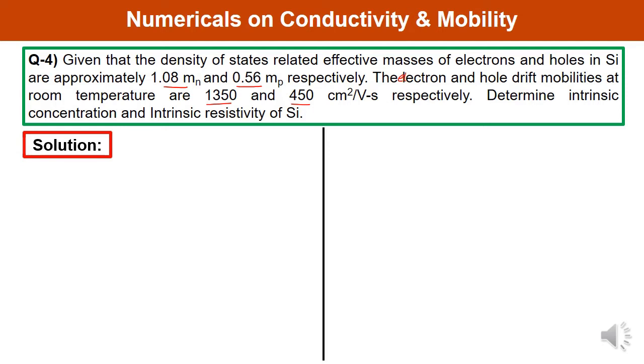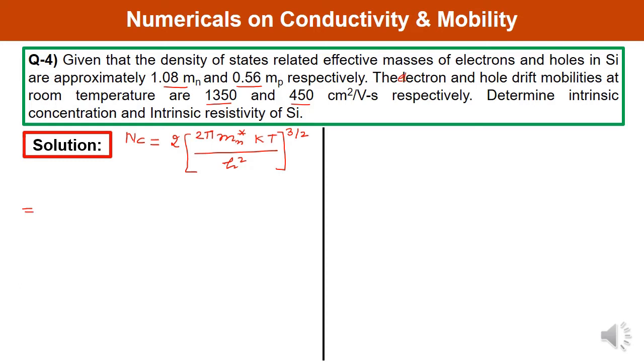You know what Nc is. You can write down this formula: Nc equals 2 times (2 pi m n star kT upon h square) raised to the power 3 by 2. So from here you can calculate the value of Nc. Accordingly, you have to calculate the value of Nv as well. So first let us solve for this.